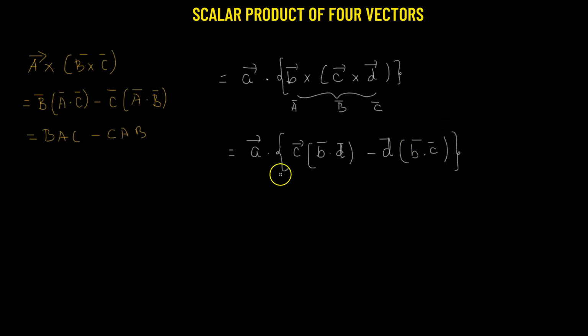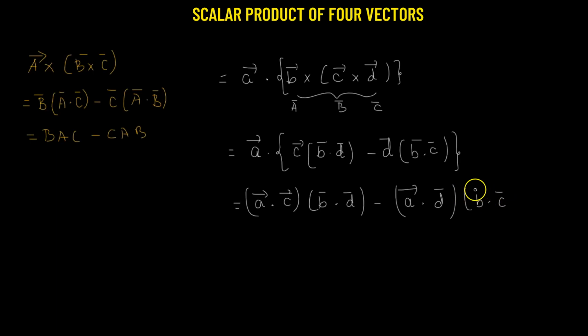Now let's distribute this vector A with each of the two vectors within the parentheses. So this will become A vector dotted with C vector, multiplied with B vector dotted with D vector, minus A vector dotted with D vector times B vector dotted with C vector.